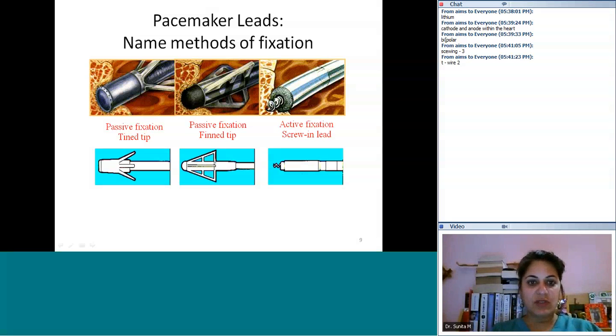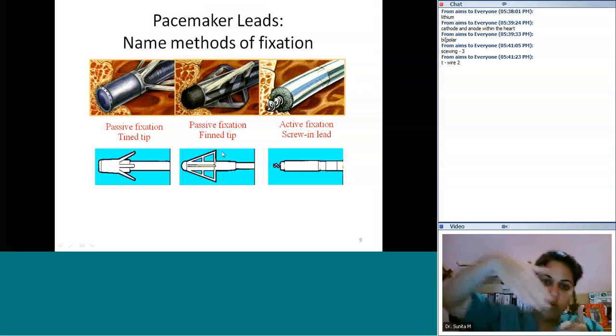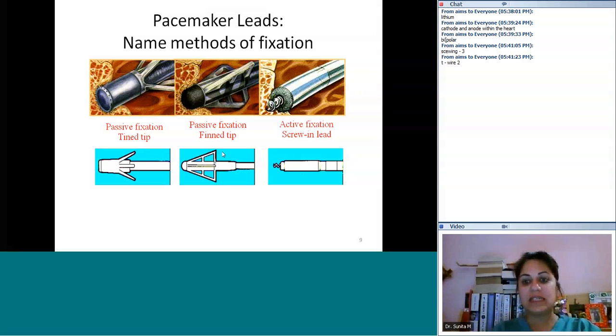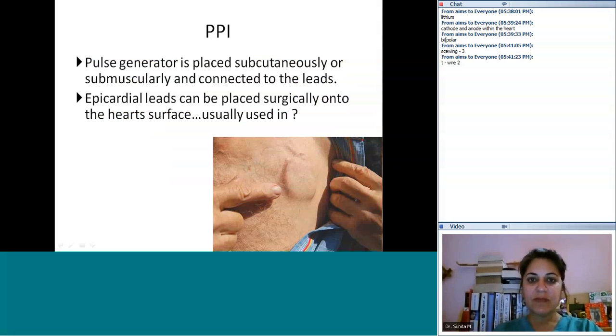Now the first one, if you see here, is called a tined tip. So it's rectangular and it just goes and you push it into the myocardium. The second one is more angled like this. It's called the finned tip. So these are both passive fixation. So if you ask methods of fixation, you can really say passive and active. Active being the screw in lead. Passive, you have different tips. They can be the tined tip or the finned tip. Okay, all clear on that.